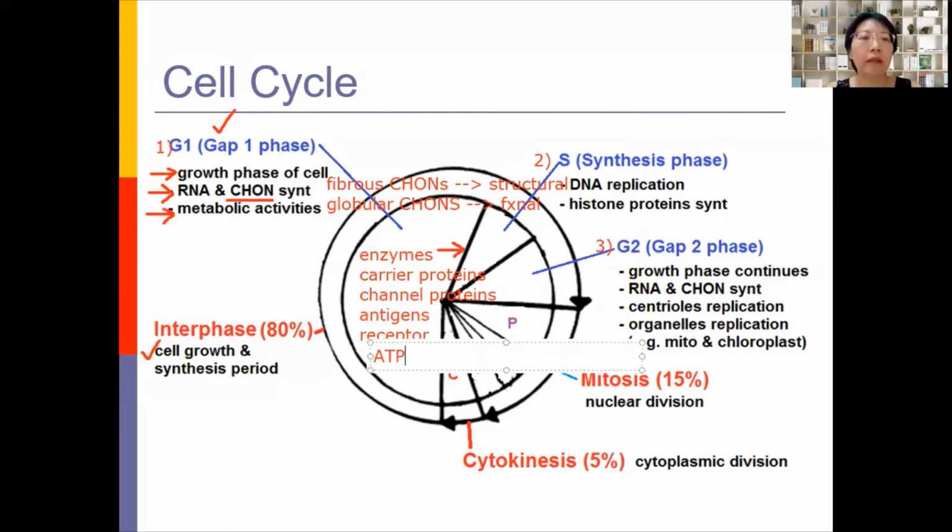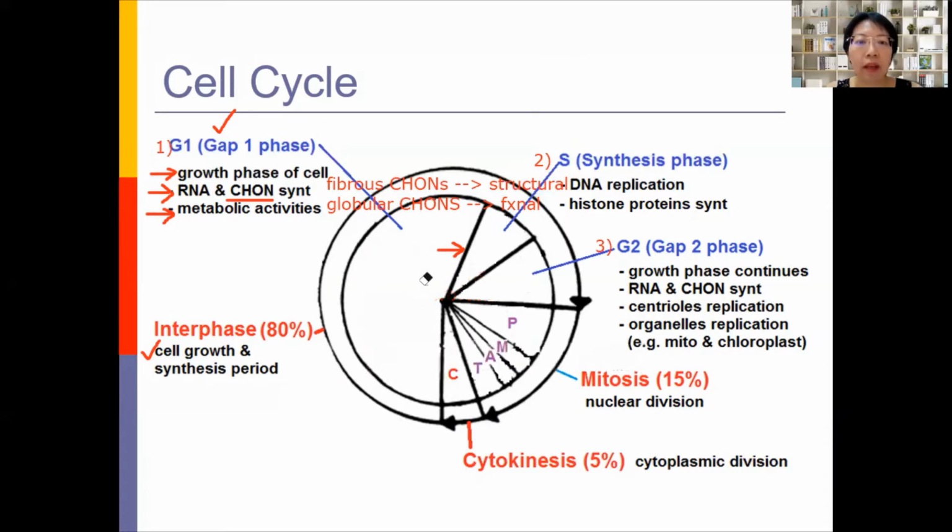So can you relate that? Based on what you have learned, you can actually list out all these things on your own. Okay, this is a revision. The cells are actively growing and synthesizing substances, even though we cannot see it with our eyes. So that's why it's considered the gap phase. Gap means like nothing's happening. It's a gap between mitosis.